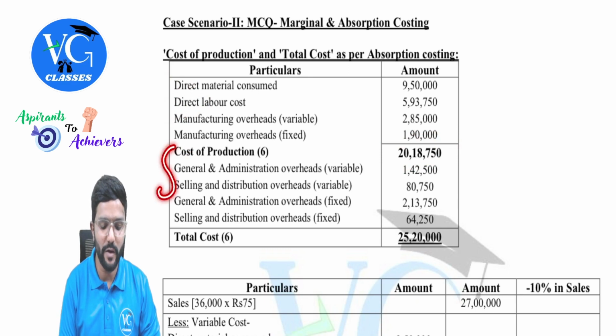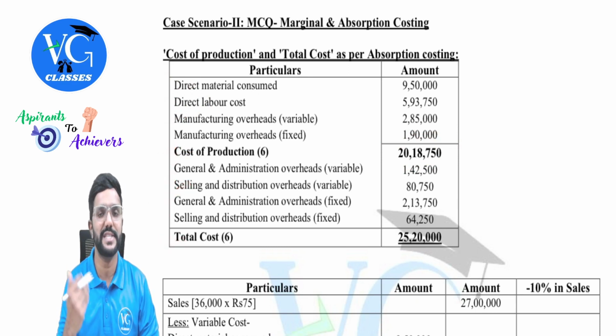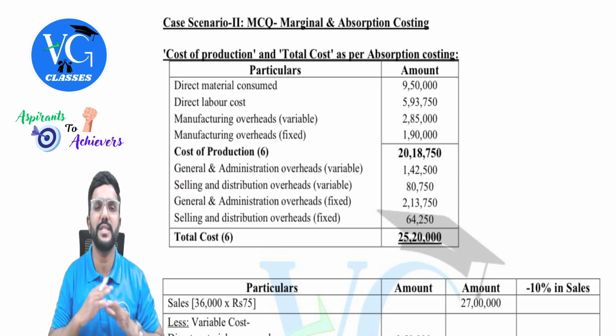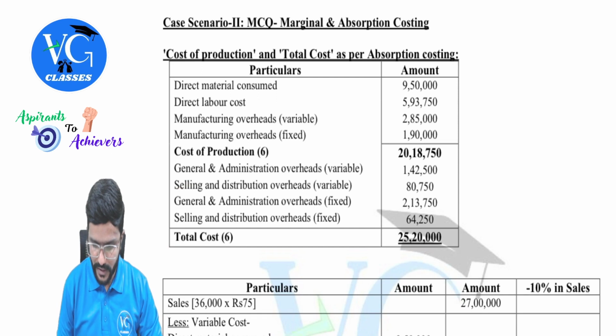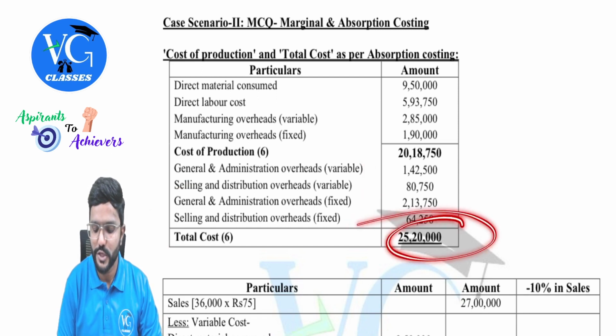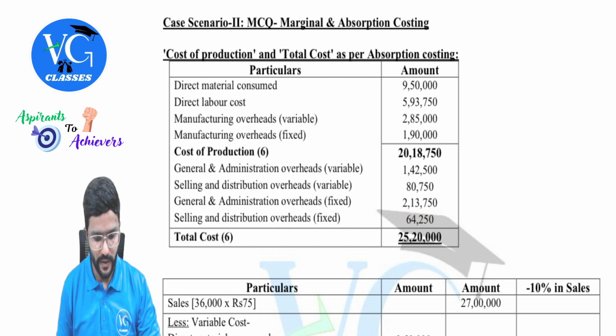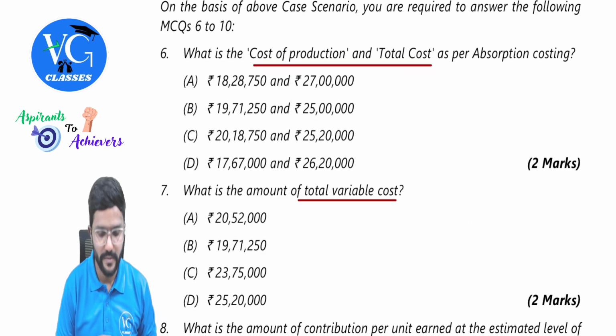Then for that we have added all other overheads, that is general and administrative overhead, selling and distribution overhead, both fixed as well as variable. Under absorption costing, we never give a breakup between fixed and variable, guys. That's all. Okay, sir, so these are not non-manufacturing expenses. So what is the total cost? 25 lakh 20,000. Let us just choose the option.